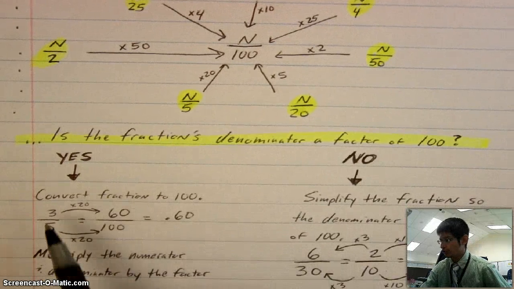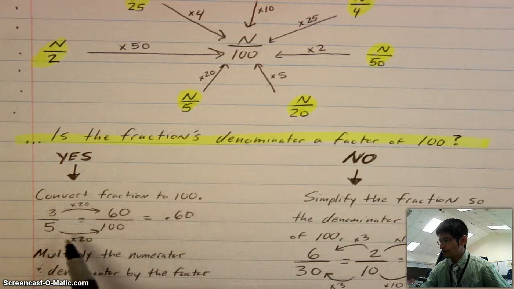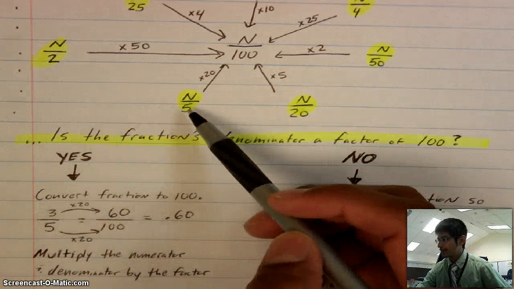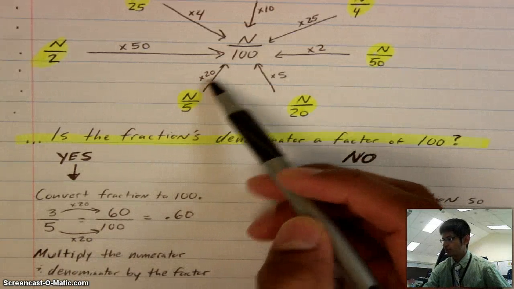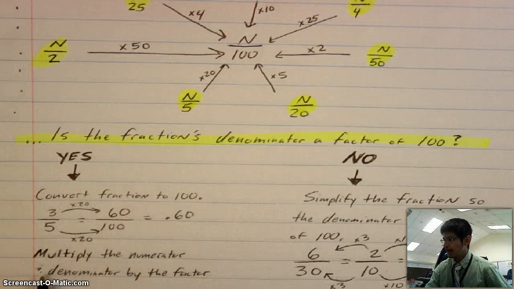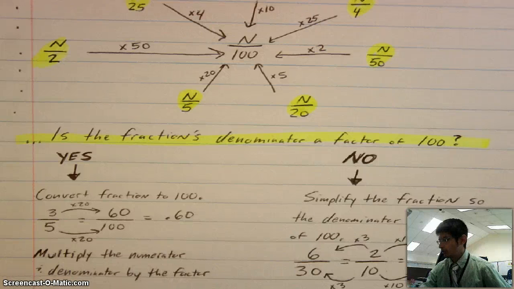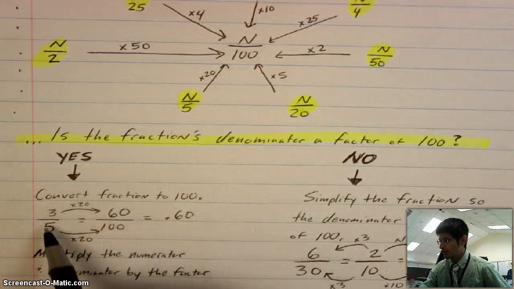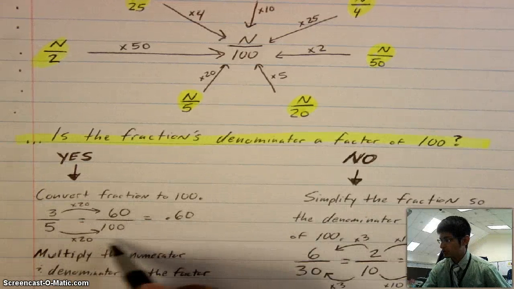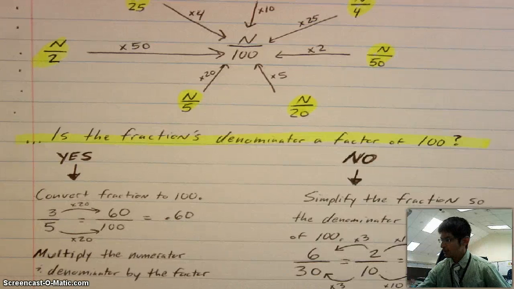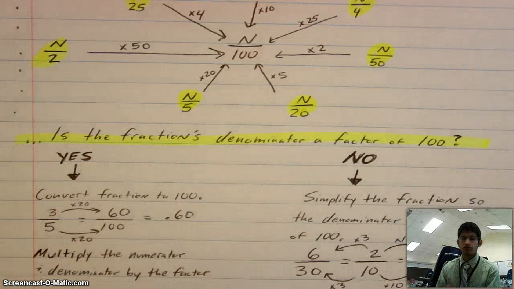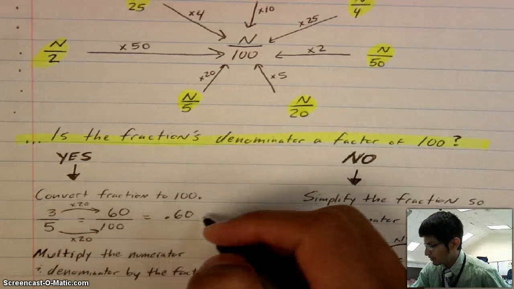The example I gave was 3/5. So if I have 3/5, I check my chart here and I say 5 is a factor of 100 because 5 times 20 makes 100. So I use that times 20, and I'm going to multiply the numerator and the denominator by the factor. So I'm going to do 3 times 20 equals 60, 5 times 20 equals 100, and I have a new fraction that says 60 hundredths. I then write that as a decimal, 0.60 or 0.6. As a percentage, that would be 60%.